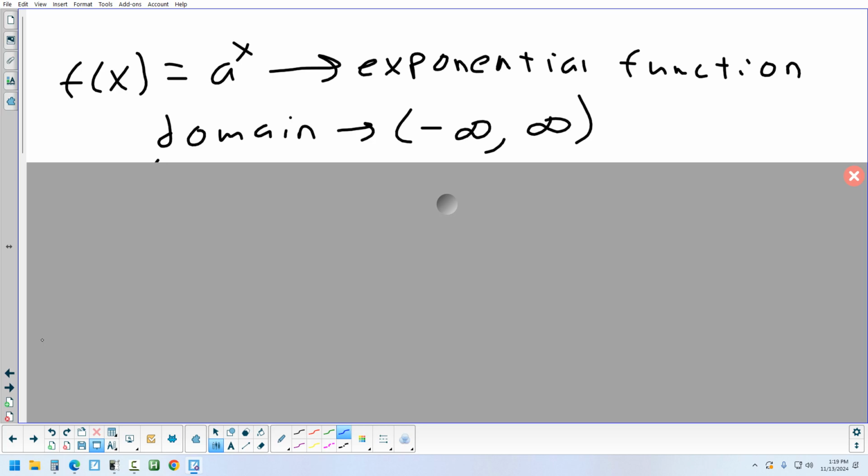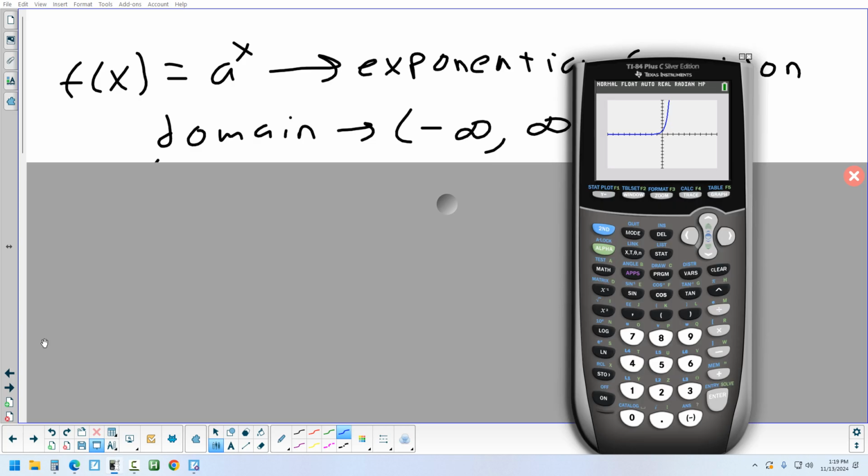Every exponential function will go left and right forever. It doesn't matter what you put in for an exponential function. Let's do 2 to the x. 2 to the x is going to have the same look as 7 to the x. The only difference is 2 to the x curves up a little bit slower, but it's still going to go left and right forever.